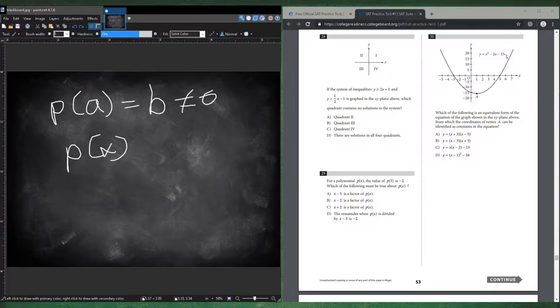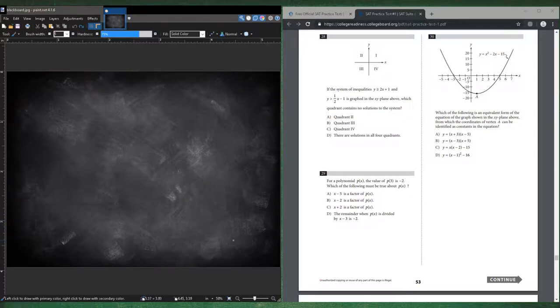If you don't know it, then I can't really tell you how you should know. But I guess one way to think about it is, let's say you have a graph, right? Let's just say you have some kind of polynomial, and we say P of 3 is equal to negative 2 or something like that. So this is where the point is.